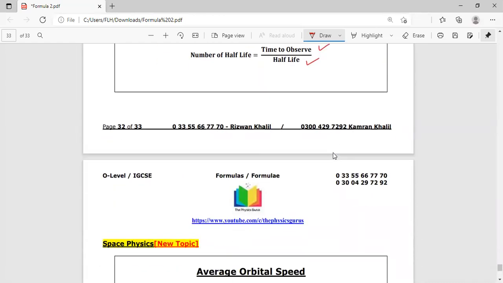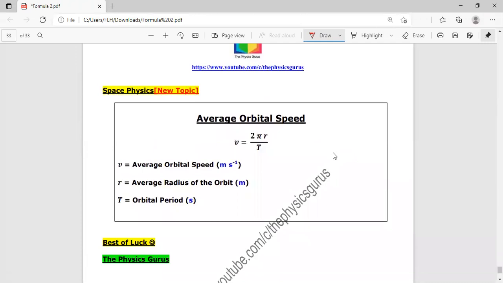And then the new topic which is included in the O-Levels 2023 syllabus, that is average orbital speed, and it can be calculated by V is equal to 2 pi r over capital T, where V stands for orbital speed given in meters per second, R stands for the average radius of the orbit, and T stands for the orbital period.